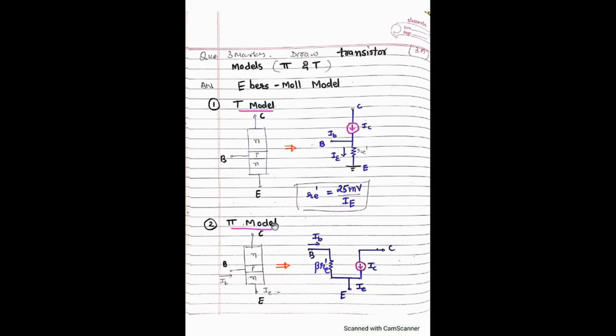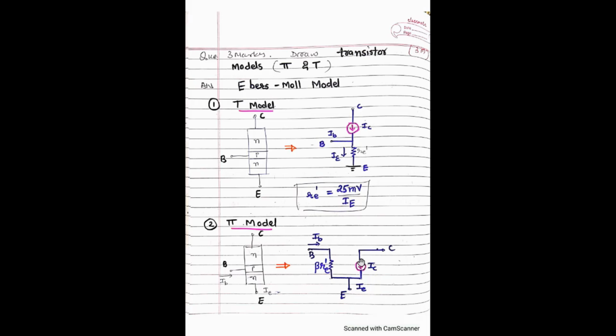Now let's draw the pi model of the BJT. This is NPN. As we all know, there are three terminals: emitter, base and collector. Always the collector is the largest region. This is the revision of the BJT: this is the DC symbolic construction of the BJT, this is the AC T model and this is the AC pi model. So let's draw the pi model.